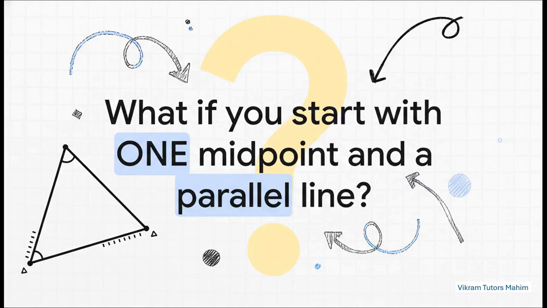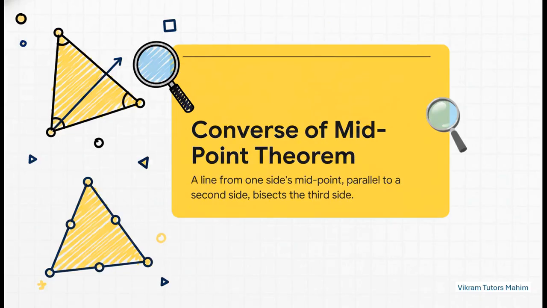Let's try a different puzzle. What if you only know one midpoint? And let's say you start at that point and draw a line that's perfectly parallel to the base. Where's it going to hit the third side? I mean, could it be anywhere, or does it have to be somewhere specific? Well, geometry has a definitive answer for us. It's called the converse of the midpoint theorem. And it says that your line is guaranteed to hit the third side at its exact midpoint. So if you start with one midpoint and a parallel line, you automatically find the second midpoint. It just works both ways.